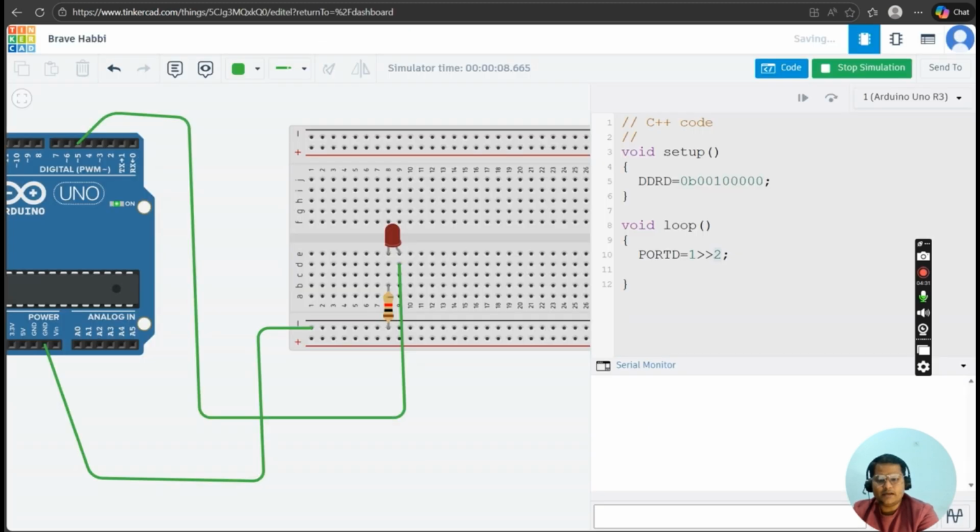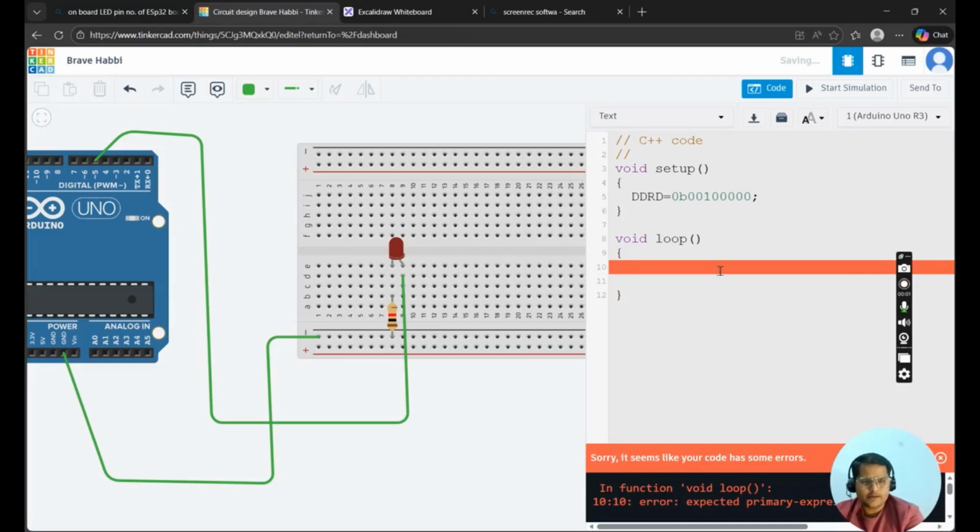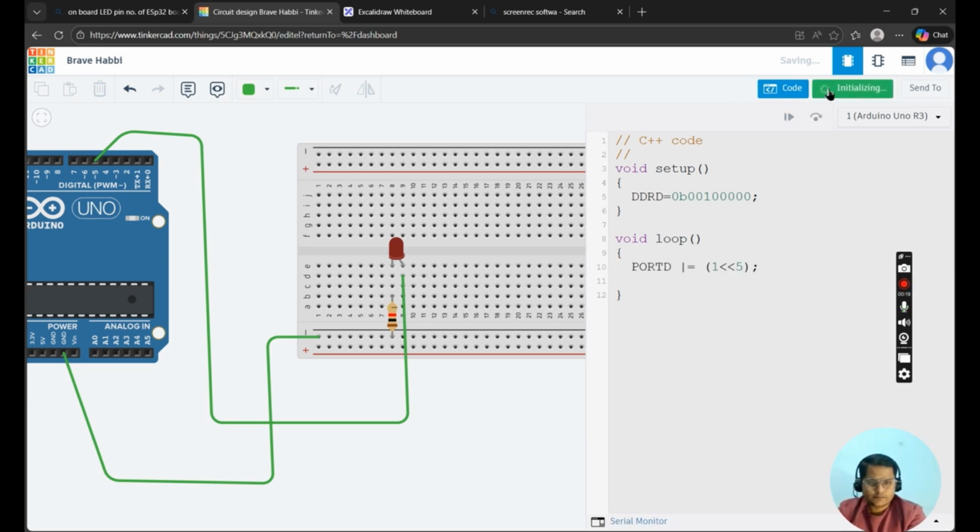Let's replicate the same thing in Tinkercad. You will have a clear understanding of the bitwise OR operation as we have learned. So let's do PORTD OR equal to. Now what we will do, we will send 1 to pin number 5. So I'm using the left shift operation. OR means basically we are setting; we are interested only in the fifth bit.